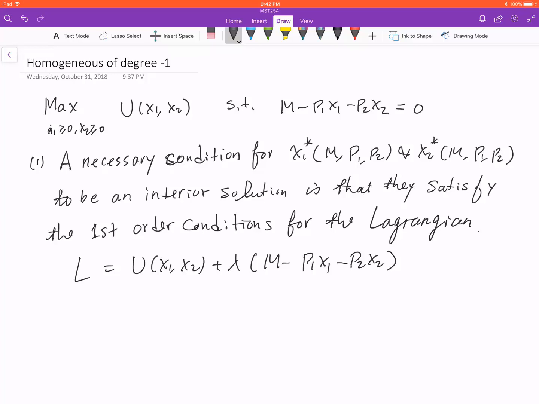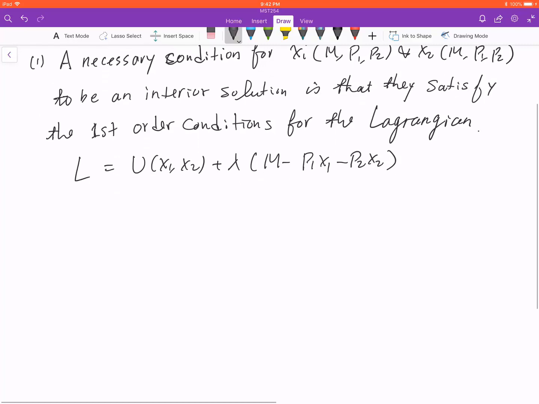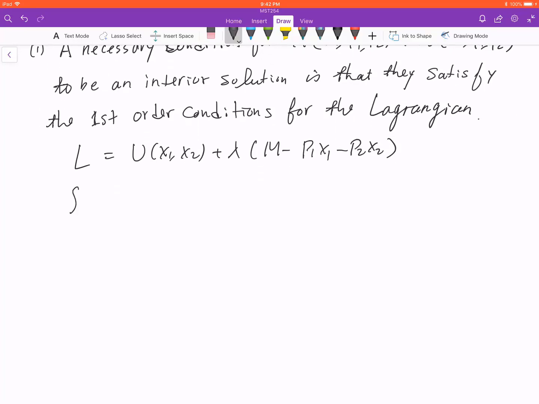So remember that we are trying to find interior solutions under constraint, and we know that an interior solution has to satisfy the first order conditions for the Lagrangian. So we set up the Lagrangian and then we get the first order conditions. That's the starting point. So we will have u1 minus lambda p1 is equal to 0, and u2 minus lambda p2 is equal to 0. And then the last one is m minus p1 x1 minus p2 x2 is equal to 0.